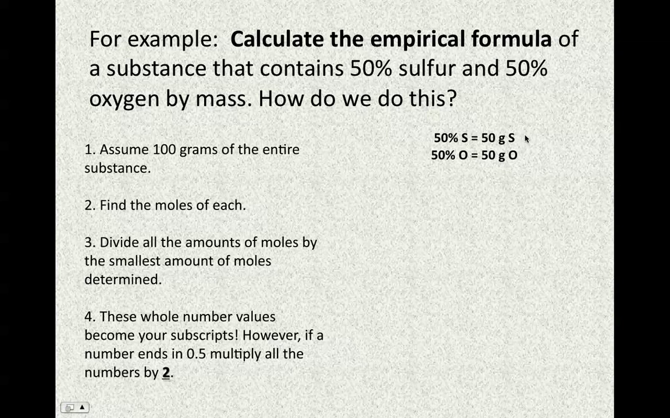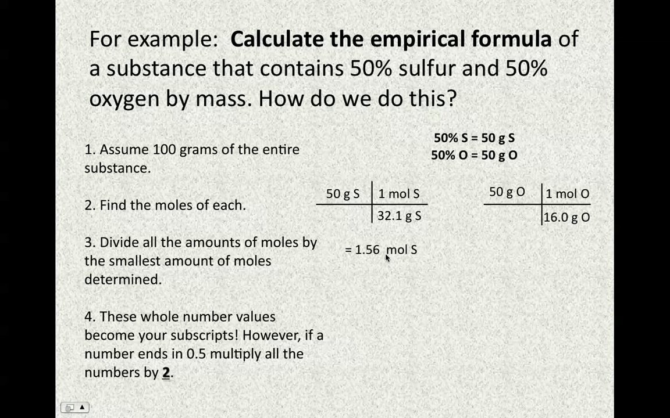We're then going to take these new gram amounts and we're going to find the moles of each. So 2 calculations because we have 2 elements. This goes back to concept A where we're going to be converting to moles using the GFM, in this case of sulfur and then of oxygen. When we make that division, we find that we get 1.56 moles of sulfur and 3.125 moles of oxygen.